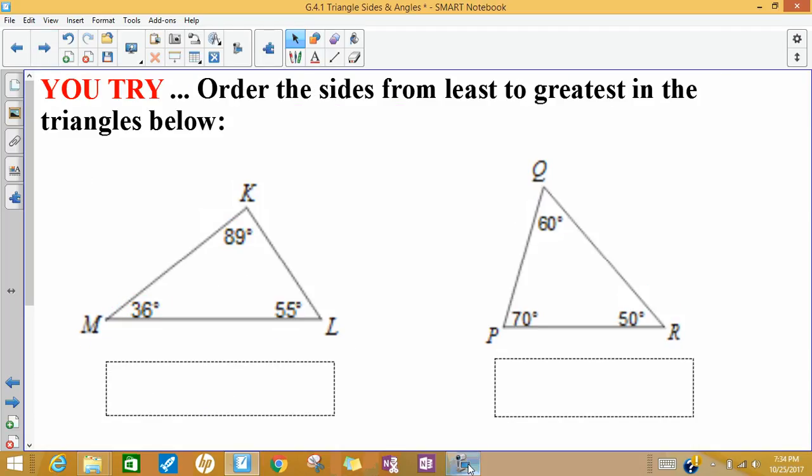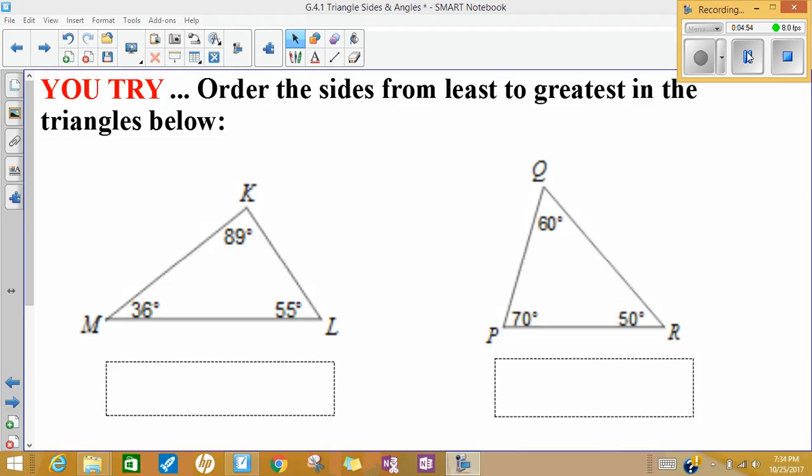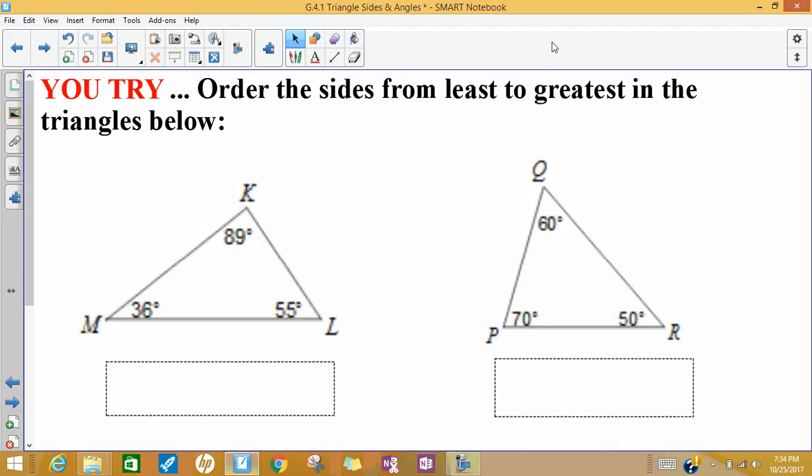So go ahead and pause right here. Give these two a shot. Order the sides from least to greatest. So again, we're going least to greatest. I'll find my smallest angle in this one, angle M. Side KL is across from it. This side, KL, doesn't touch angle M. That means it's opposite, so KL is the smallest.